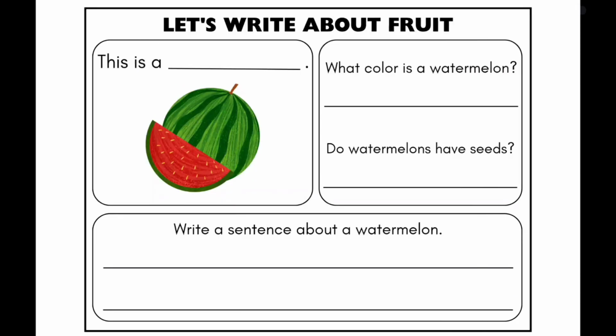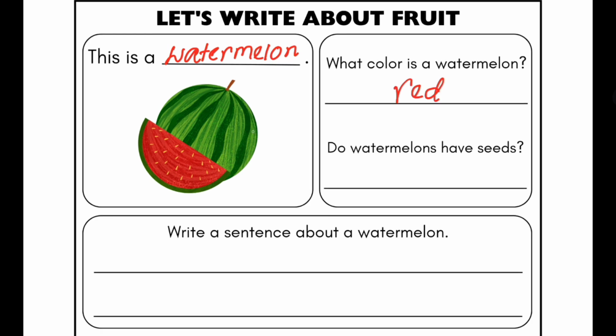Now comes, what is this? It's a watermelon. Yes. How can you write watermelon? W-A-T-E-R-M-E-L-O-N. Watermelon. Okay. So what color is a watermelon? Red inside and outside green in color. Okay, so red inside. Do watermelons have seeds? Yes, there are so many seeds. When you are eating, you are going to spit it.